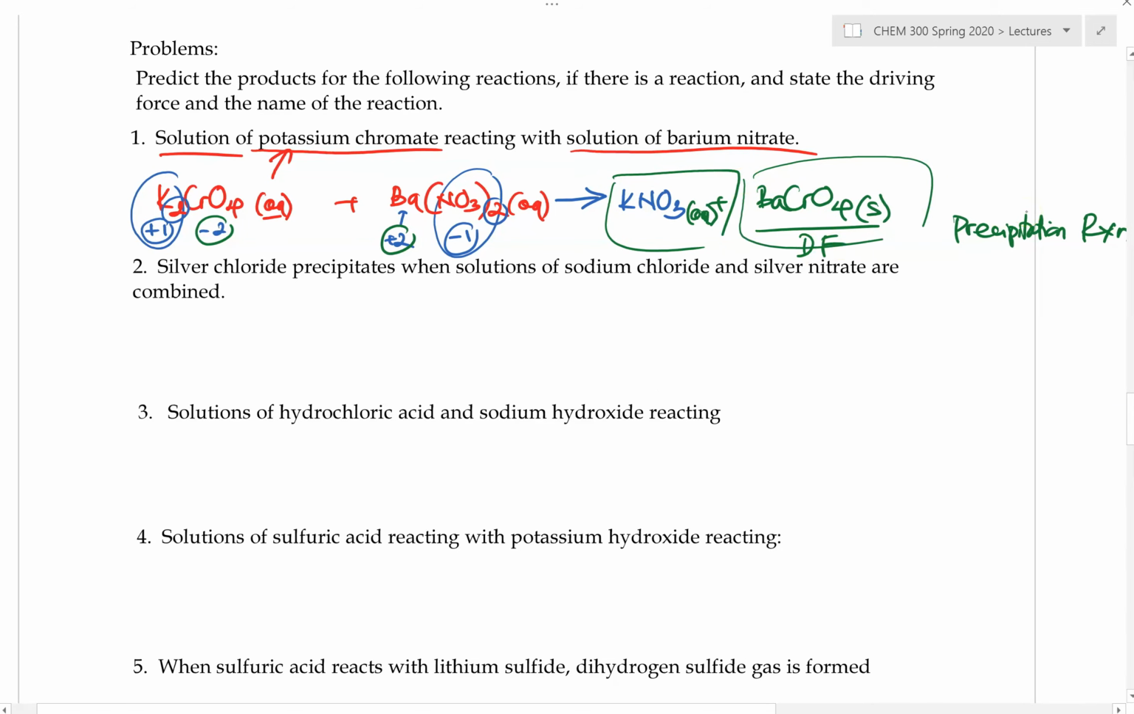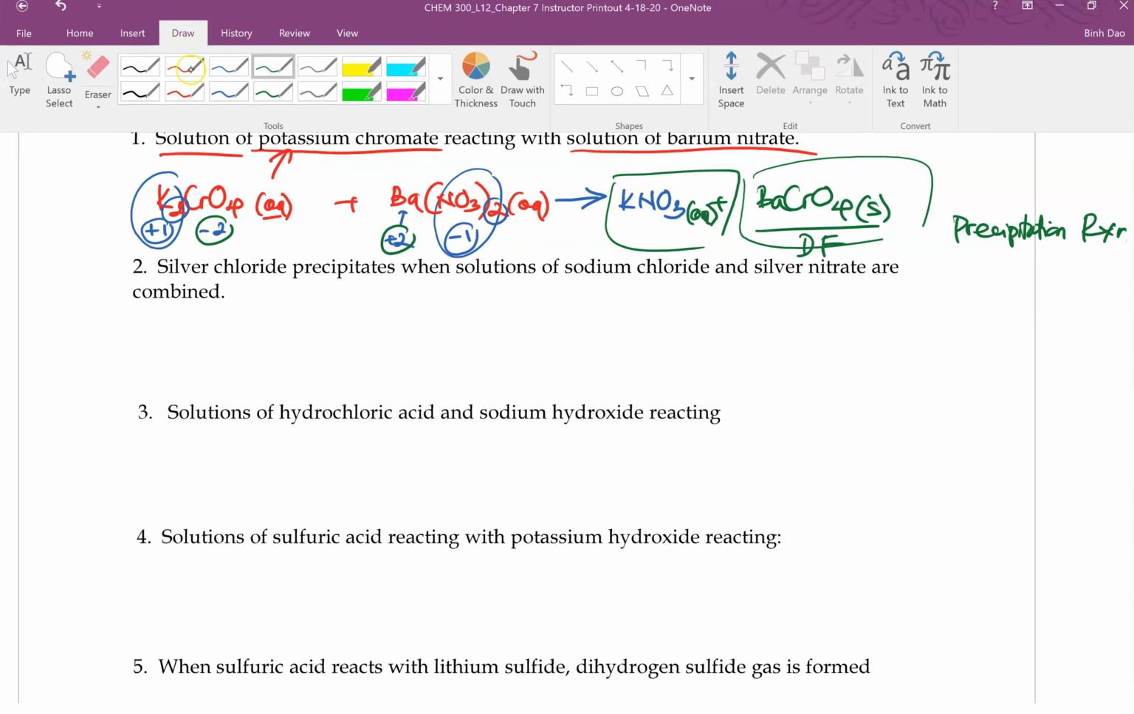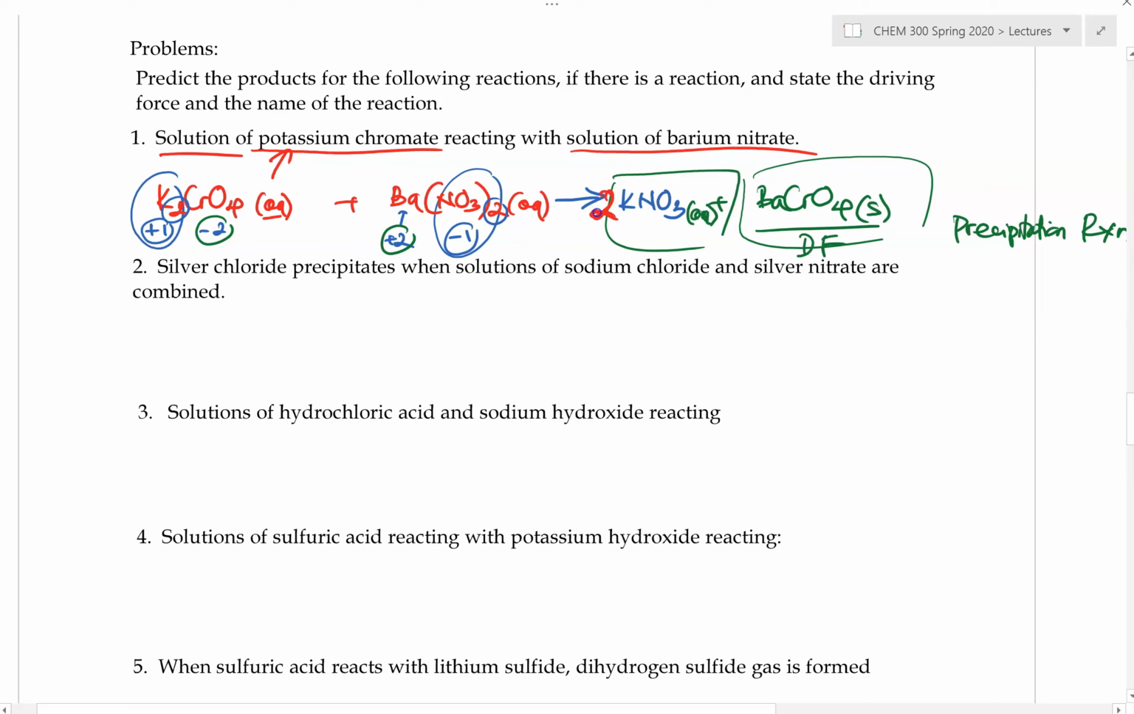Now, you may be tempted to say, hey, this chemical reaction is not balanced. I have 2 nitrate over here, and on my right side, I have only 1 nitrate. To make sure this chemical equation is correctly balanced, we go back and add the subscript 2 in front of the KNO3, and now our chemical reaction is balanced.